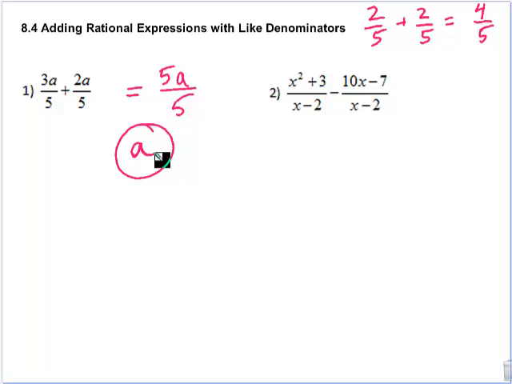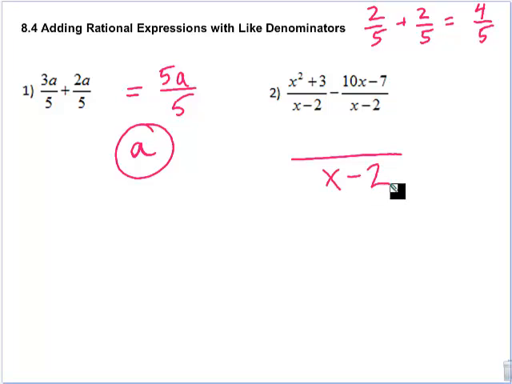Okay, so number 2. No, you never add the bottom. You always keep the denominators the same. So number 2, x squared plus 3 all over x minus 2 minus 10x minus 7 all over x minus 2. Well, we know it's all over x minus 2 because the denominators are the same.